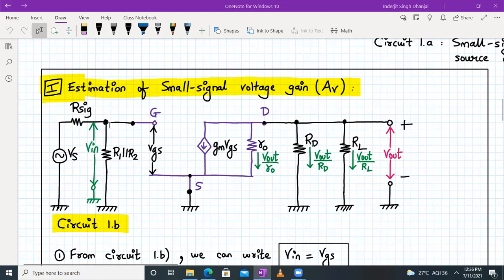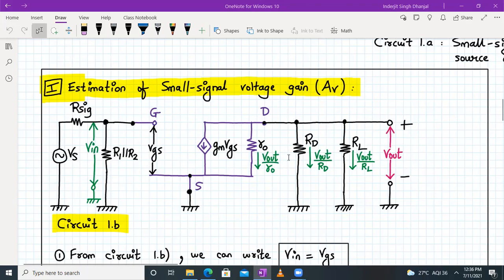Now V in is marked across R1 parallel to R2. That means it is the input to the amplifier. Whereas Vs is the input source, including the internal resistance RS. So there are two gains. One is V out upon V in, and the other is V out upon Vs. So first of all, let us find V out upon V in, and then we will find V out upon Vs.